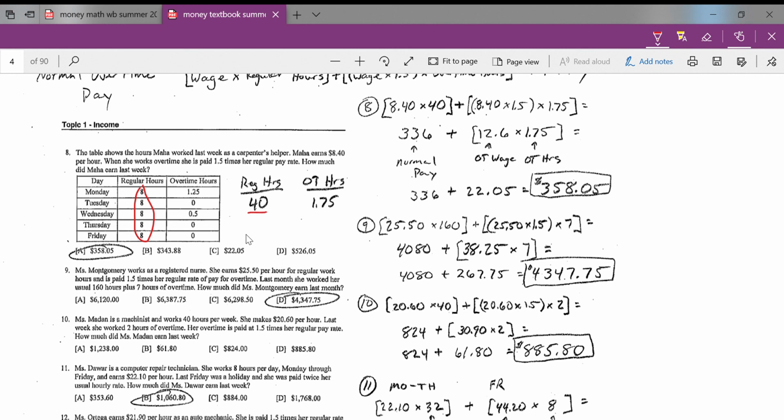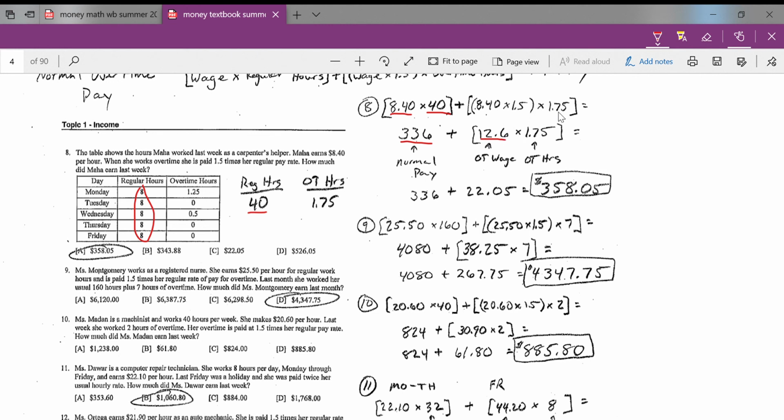Okay, now let's look at that first bracket, which is just what we did in objective one. She gets paid $8.40 an hour, works 40 hours. So her normal or regular pay is this $336. Okay, now we look at the overtime. Okay, she gets paid $8.40 normal pay. Now it's overtime, so we times it by 1.5. So this is 12.6 or $12.60.